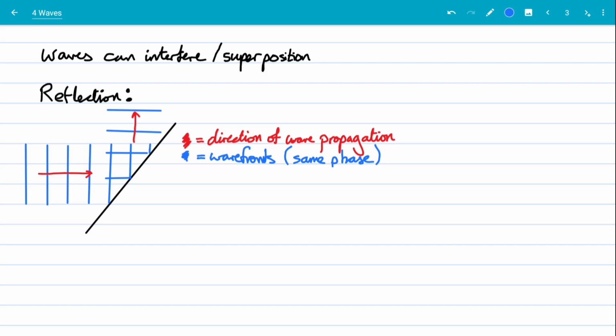Okay, so the waves come in, they reflect, they go out. Now, an important observation of this is that the wave fronts are always perpendicular to the direction of propagation. This is true. Wave fronts are always, I can't write today apparently, always perpendicular.